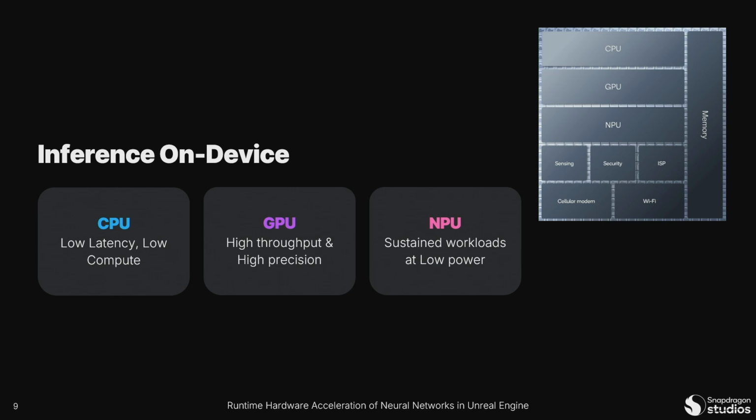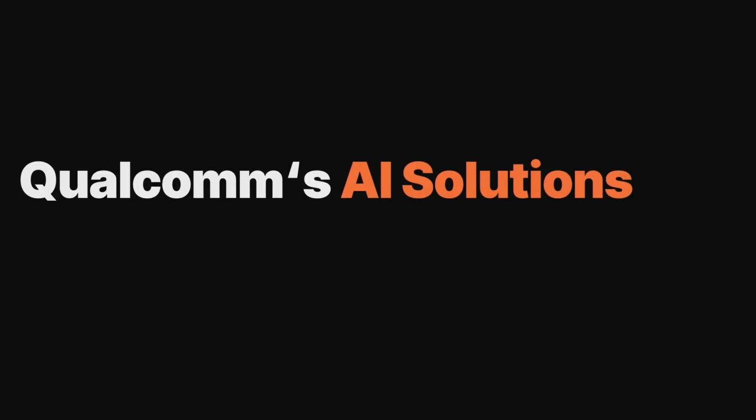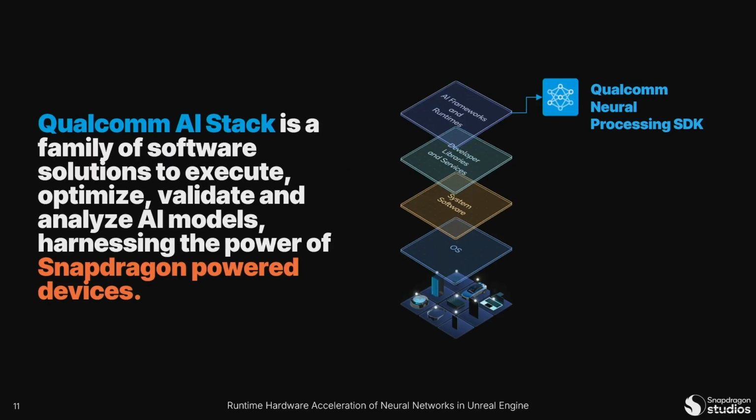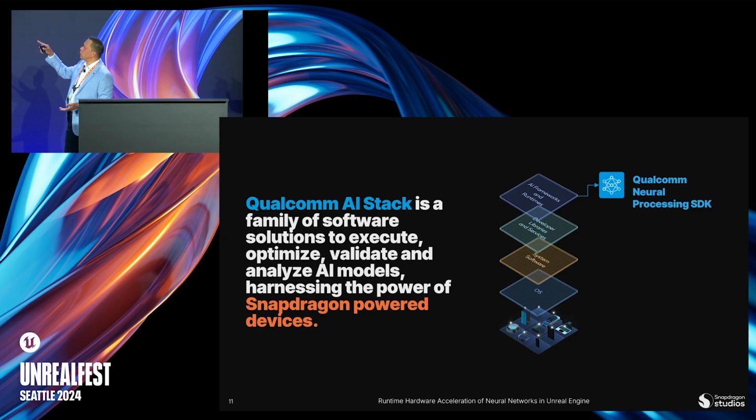So let me show you now what is the software offering from Qualcomm to make that possible and pertinent for our implementation. The first one is the Qualcomm AI Stack, which is a family of software solutions to execute, optimize, validate, and analyze AI models, harnessing the power of Snapdragon devices. There are different solutions here at different levels of abstraction, but the most important, the one that we use, is the Qualcomm Neural Processing SDK.